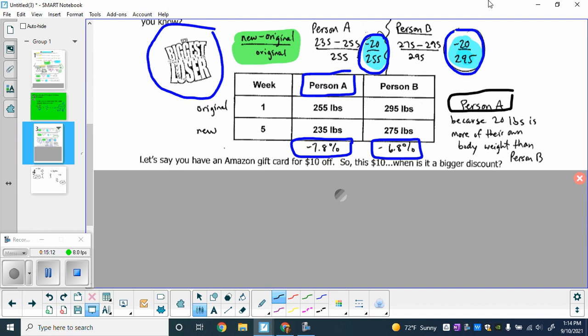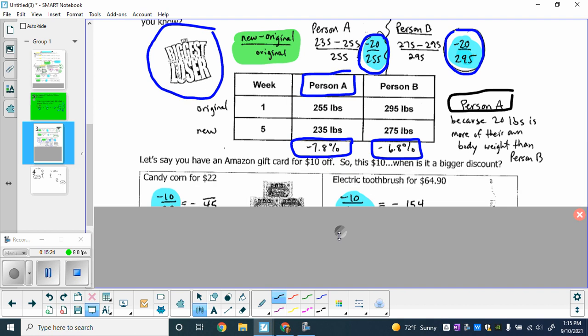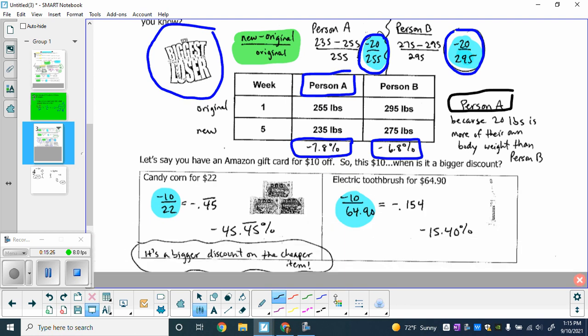Now here we have just a couple more problems. And so for the next to last one, let's say you've got an Amazon gift card and it's $10 off. Straight up $10 off. So this $10, when would it be a bigger discount? We've got a couple of options here. So you could use the $10 on candy corn, which is $22. Or you could try to save $10 on an electric toothbrush, which costs $64.90.